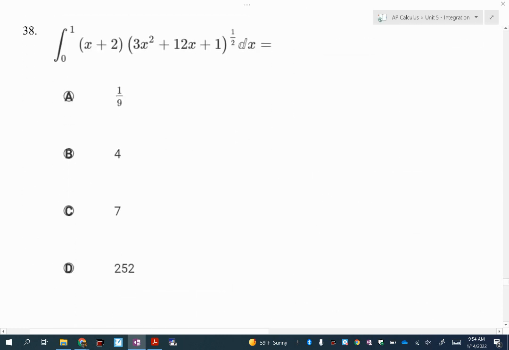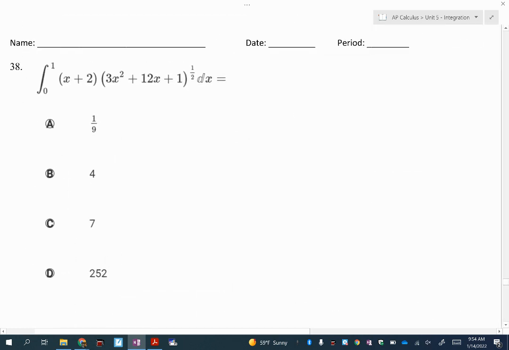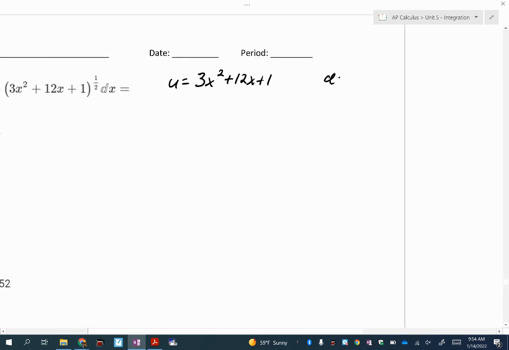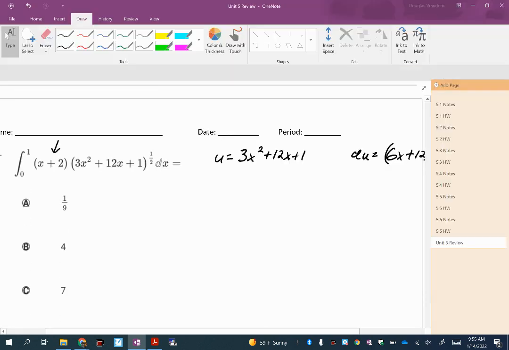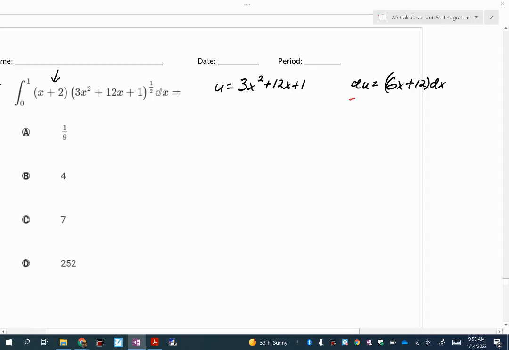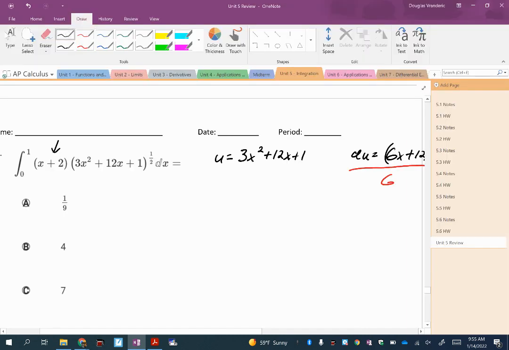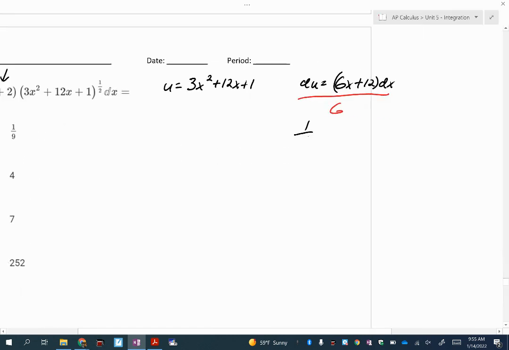38, another u substitution problem. This time u is going to be 3x squared plus 12x plus 1. So if I take the derivative of that, du is 6x plus 12 dx. Now, if you look, I don't have 6x plus 12 dx. I have x plus 2 times dx, so I need to get rid of that 6 and the 12 by dividing both sides by 6. And again, how I write that is actually as a fraction in front of du. So 1/6 du is the same as x plus 2 dx.